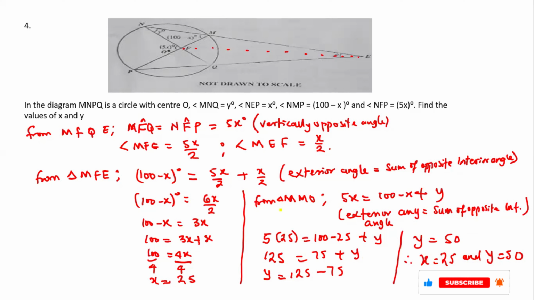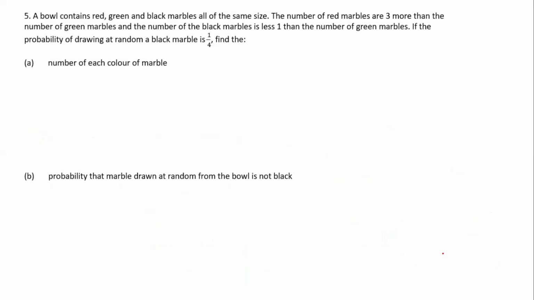All right. So the last but not least on the question is question 5. This is a bowl containing red, green, and black marbles of all the same size. The number of red marbles is 3 more than the number of green marbles, and the number of black marbles is 1 less than the number of green marbles. If the probability of drawing at random a black marble is 1/4, find the number of each color of marble.